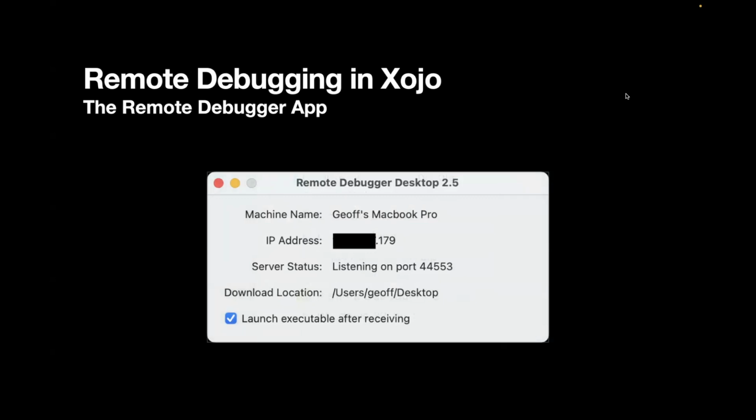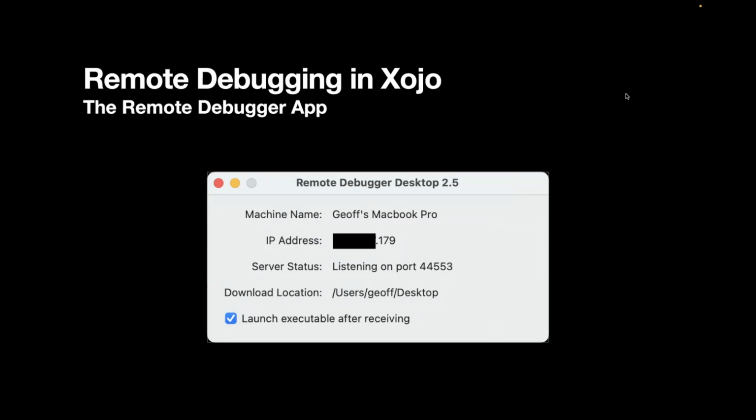Now, we're going to look at this in the demo, but I wanted to focus on some of the UI. This is the Remote Debugger desktop window. It shows the machine name, it shows the IP address, the default port that it's listening on, and where it's going to download. Because essentially, when you tell it to run remotely, it builds the app, but then it sends the app over to the remote volume, whether that's a virtual machine or a whole other computer, and it needs to know where it's going to put that when it does so.